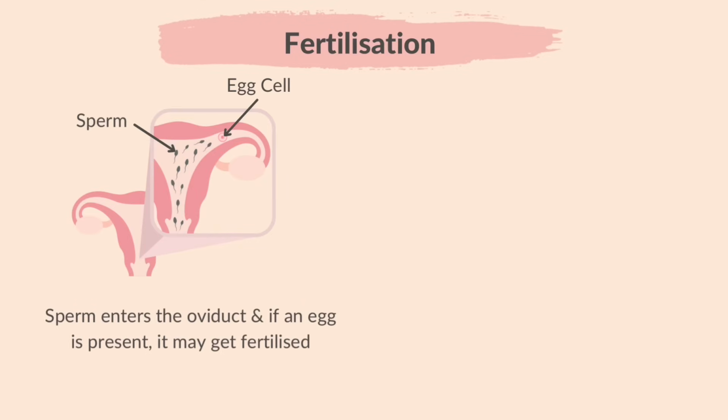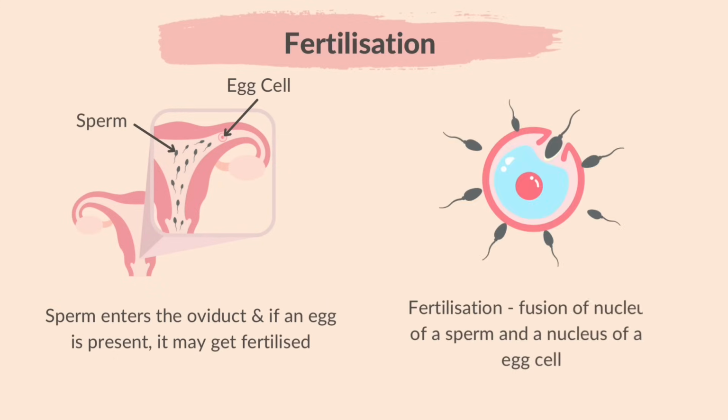Before moving on to pregnancy, let's take a quick look at what happens first. Sperm enters the oviduct, and if an egg is present, it can get fertilized. So where did this egg come from? It was released from the ovary and it was moved through the oviduct with the help of cilia. And then fertilization takes place, which is the fusion of the nucleus of a sperm and a nucleus of an egg cell.